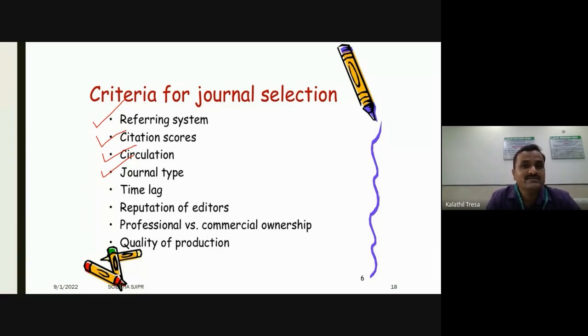provided with subscription only, then time lag, what is the time required to accept that paper, review paper or anything else. Then next most important, what is the reputation of the editors, or which type of publishers their editors have. Then the most important point here, whether it is a professional type of publication or commercial ownership, means whether any publication charges are charged by the editors, and what is the quality of the publication. So while selecting the journal, we have to consider all these points.